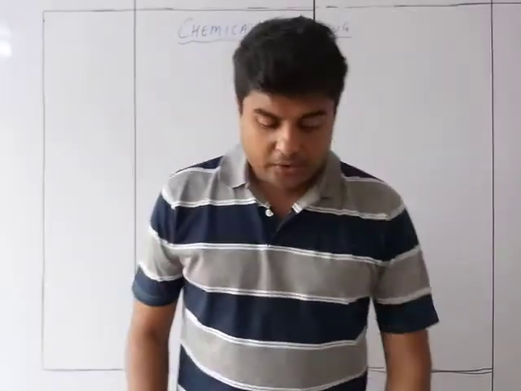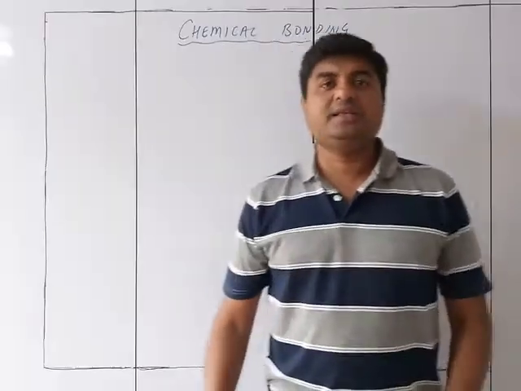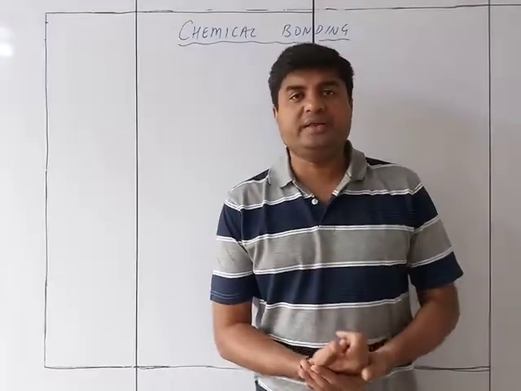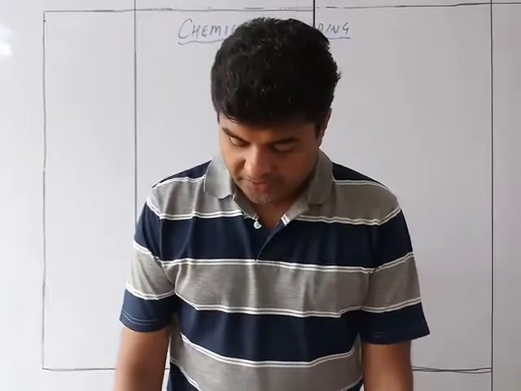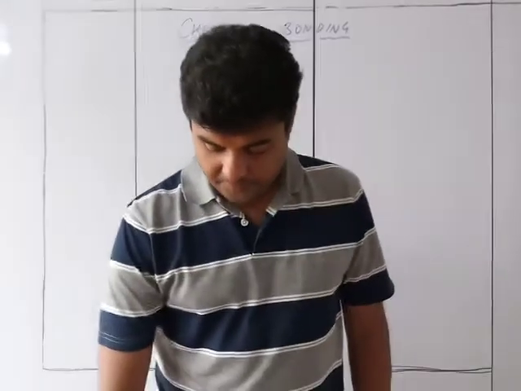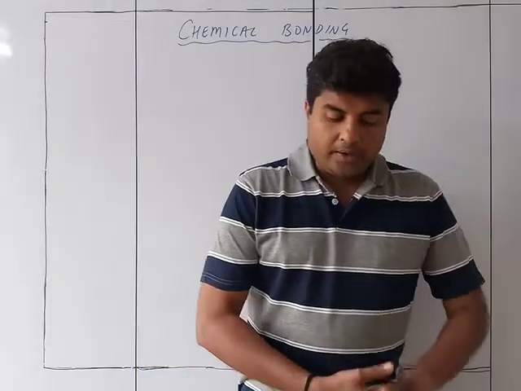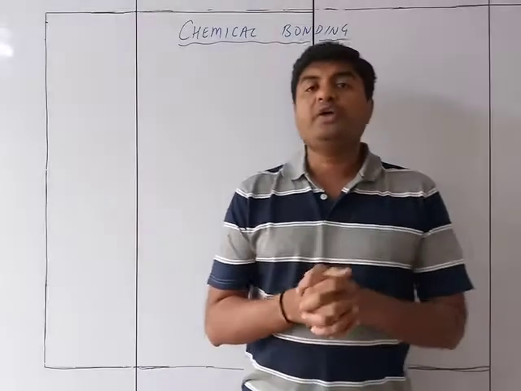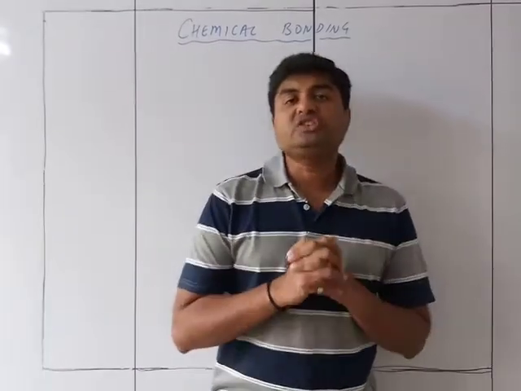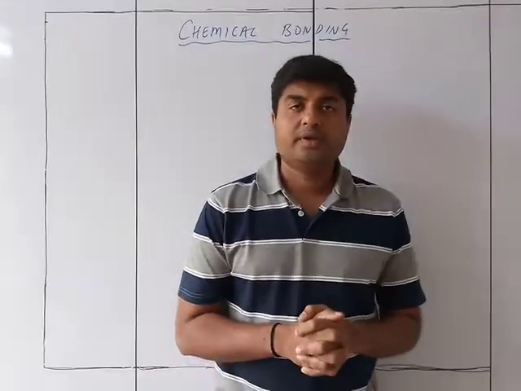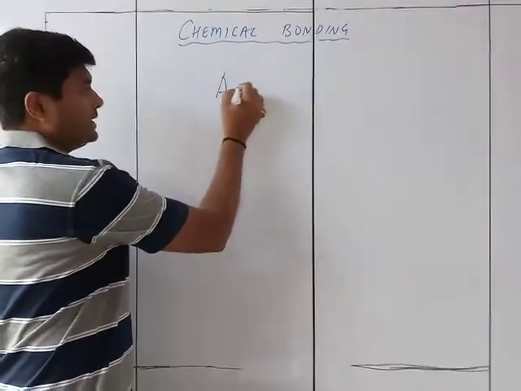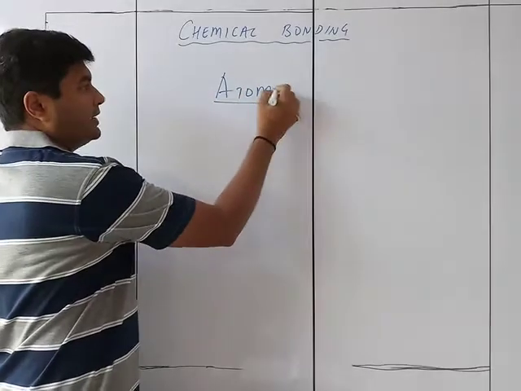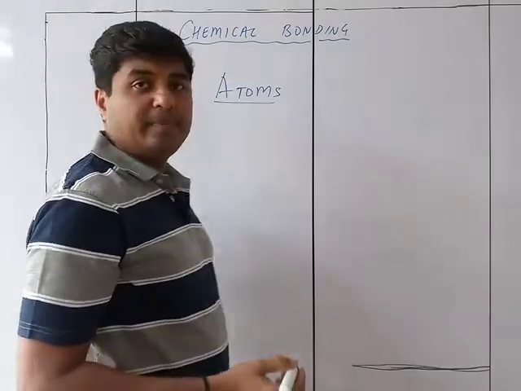So now what we are going to learn is the next chapter in chemistry, that is chemical bonding, the second chapter. We'll be referring to Viraf Dalal for this as usual. Now we know that each and every element is made up of what you know as atoms. So atoms are the ones with which an element is made.